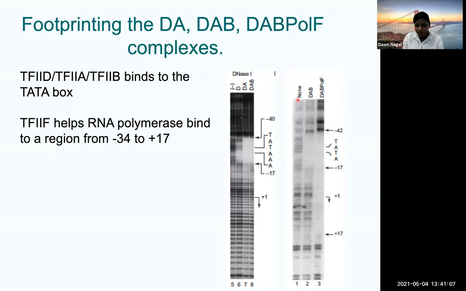When you look at the gel on the right, with no protein, everything gets cleaved, similar to this one. With DAB, you have your protection happening here. When you add polymerase and F to this complex, you get a much larger region being protected. It's not just upstream of the transcription start site, but it also covers parts downstream of that transcription start site. There's a huge complex sitting on this promoter once you add polymerase and the transcription factor F.